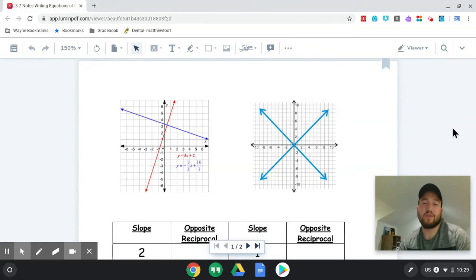Hopefully you remember from yesterday we talked about parallel lines and writing the equations of them, and how if they're parallel, if they run beside each other, they have to have the same slope. Okay? That was a key point of yesterday's lesson. They have the same slope.